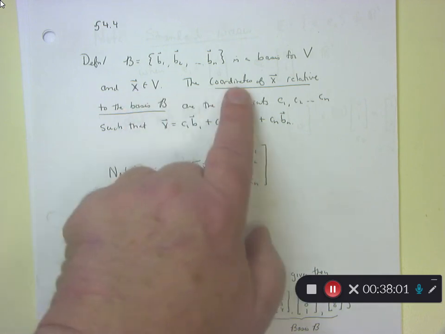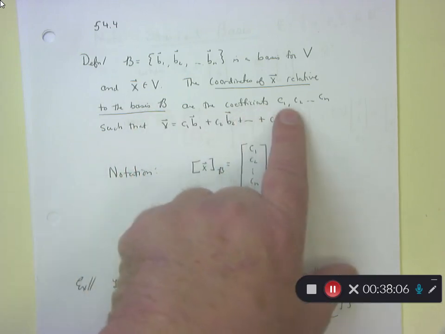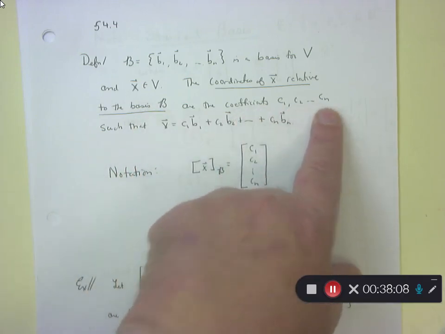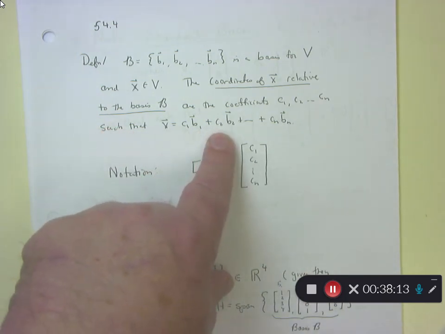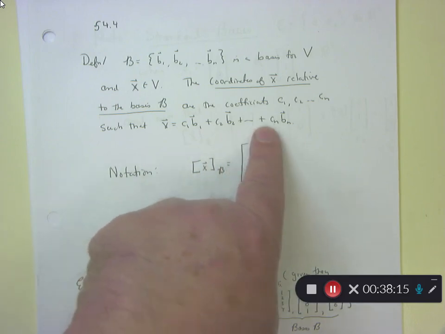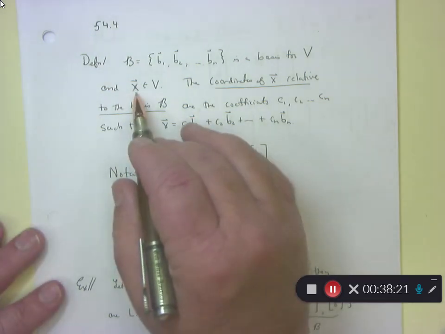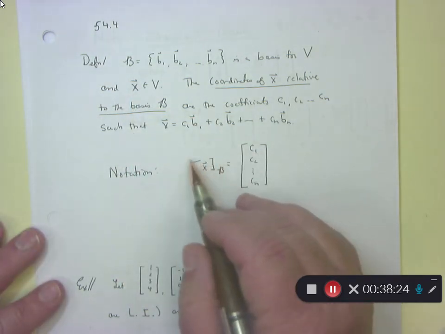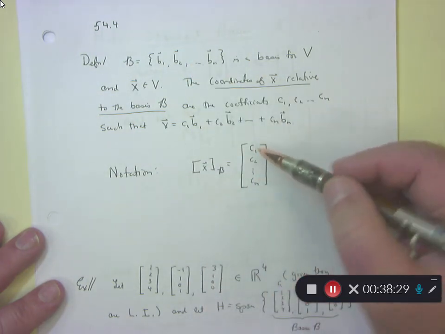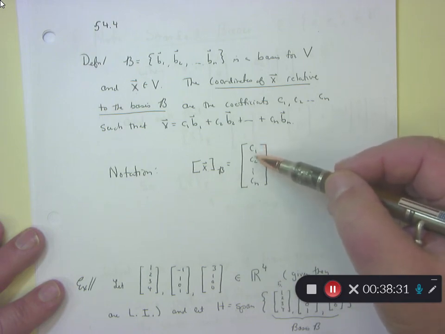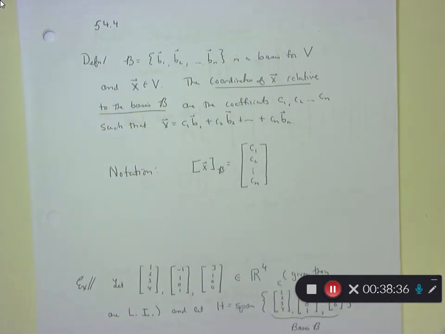Then, the coordinates of X relative to basis B are the coefficients C1, C2, dot, dot, dot, out to Cn, such that X equals C1 times B1 plus C2 times B2 plus dot, dot, dot, plus Cn times Bn. And we have a notation. We have a vector X, but when you put the little brackets around it with a subscript beta, meaning relative to the basis beta, these are going to be the coefficients C1, C2, dot, dot, dot, out to Cn, and we write it as a column vector. Okay?